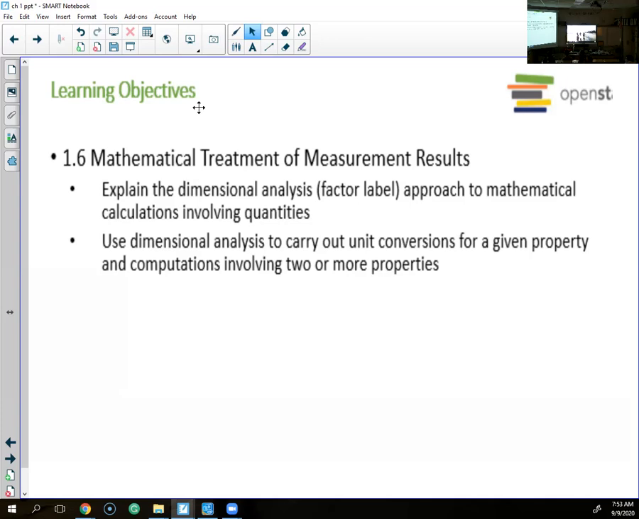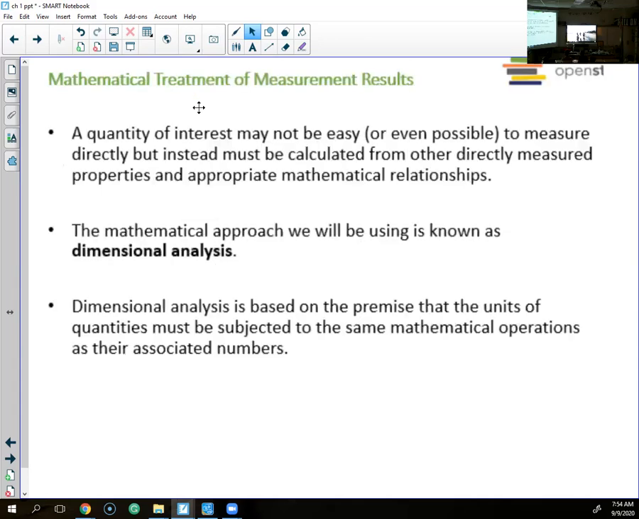All right. So we'll learn about this dimensional analysis, and we will use it all year long, but not really how this chapter puts it. All right, so these are the goals: to explain dimensional analysis, and that's called factor labeling, but I call it the picket fence approach to math calculations, and then use it to carry out unit conversions for a given property and computations involving two or more properties. So that sounds really confusing.